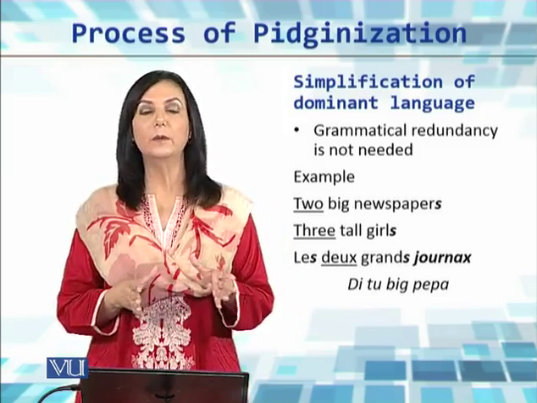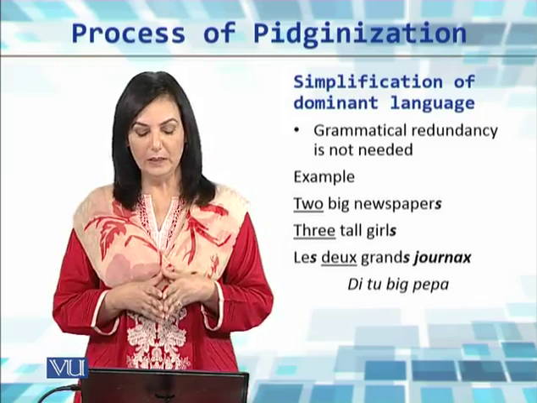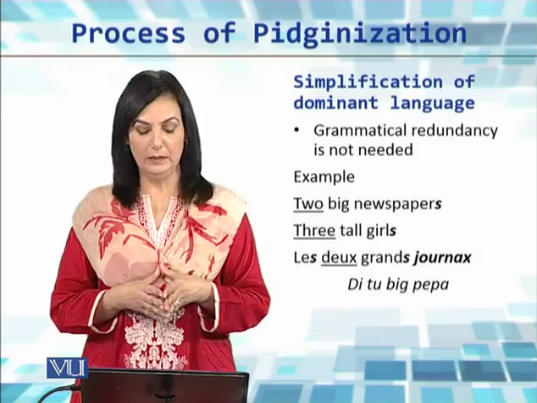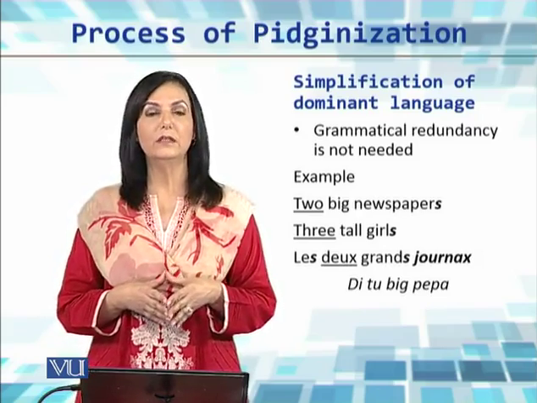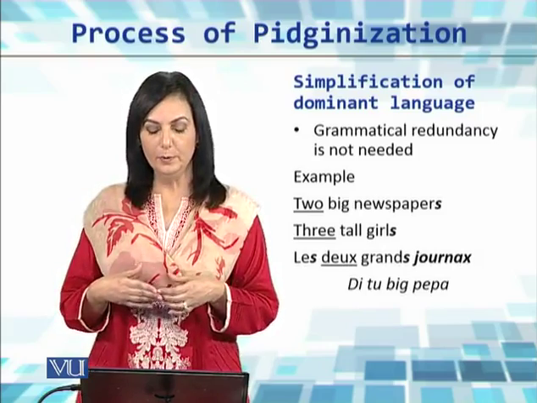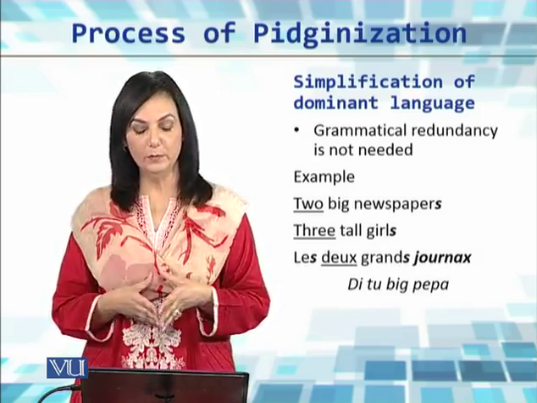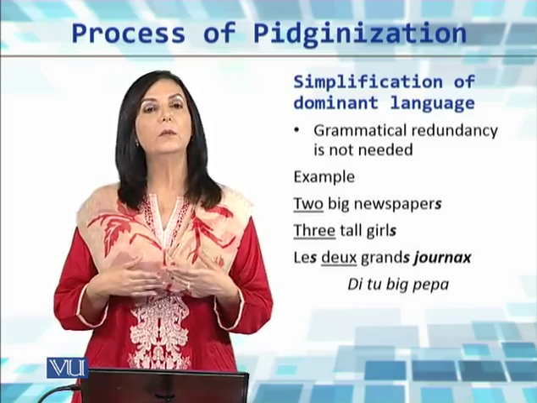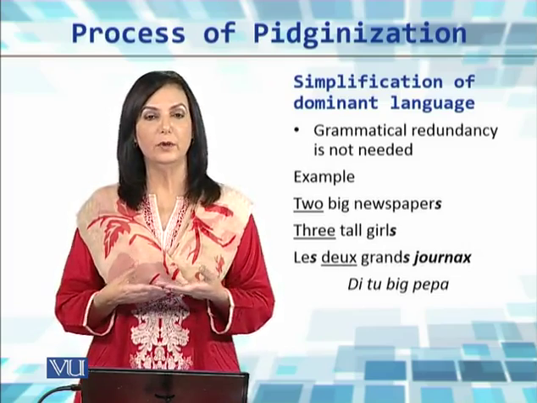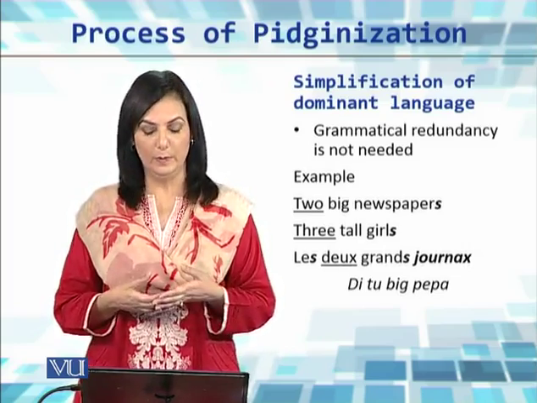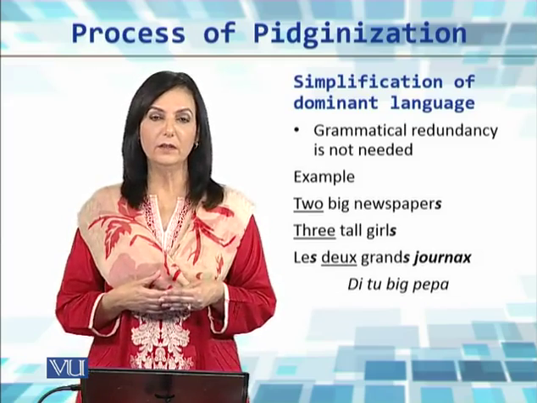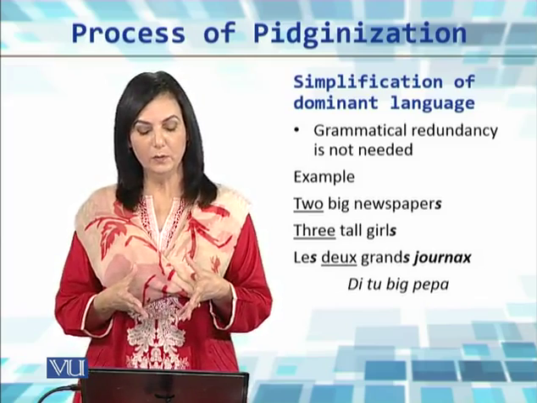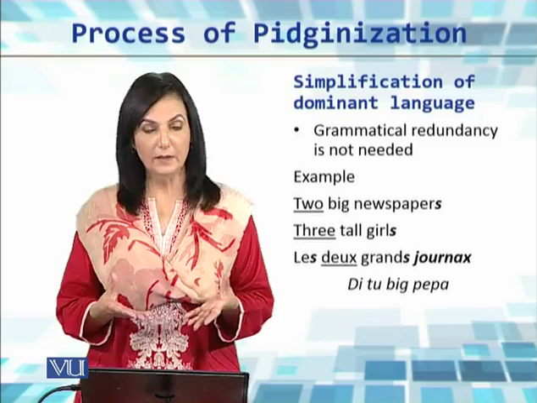A pidgin will do away with grammatical redundancy, which means if, for example, we have a sentence like "2 big newspapers, 3 tall girls," the word 2 already expresses the plurality of the noun which is to come next. So even if there is no S with the noun, the meaning will be clear that we are talking about not 1 but 2 newspapers. So in a pidgin, this redundancy will be done away with, which means in a pidgin we will say something like "2 big newspaper" and not "newspapers."